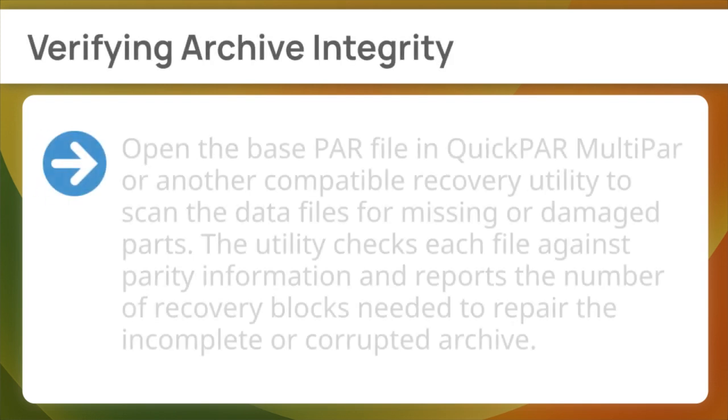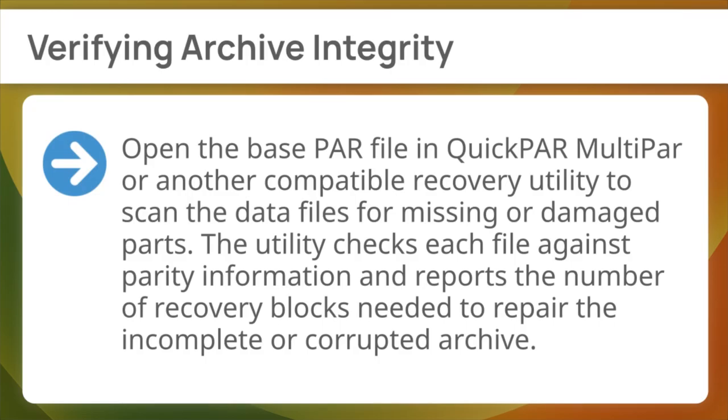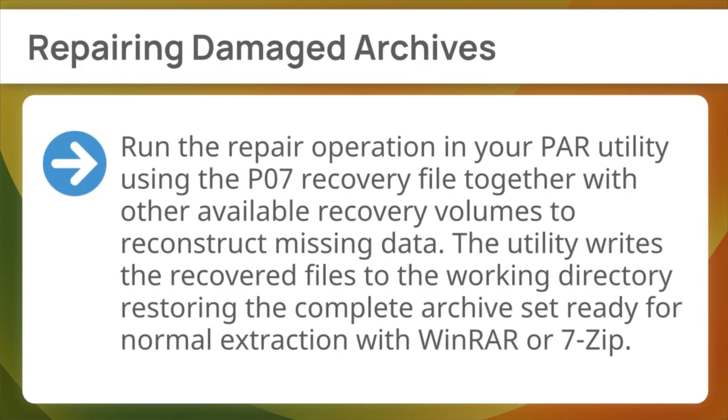Next, verifying archive integrity. Open the base PAR file in QuickPar, Multipar, or another compatible recovery utility to scan the data files for missing or damaged parts. The utility checks each file against parity information and reports the number of recovery blocks needed to repair the incomplete or corrupted archive.